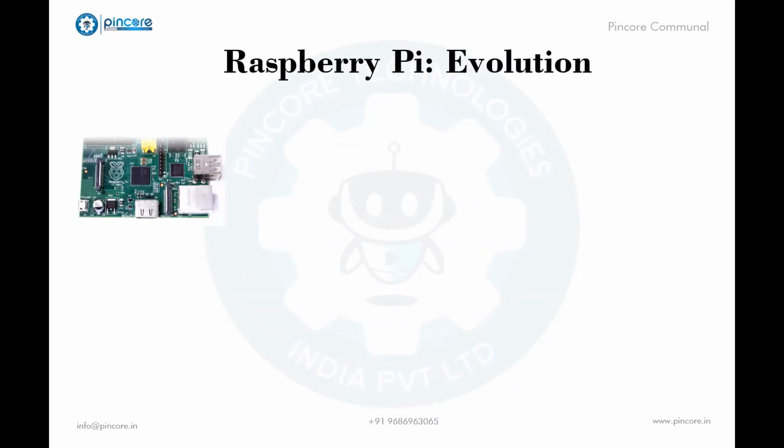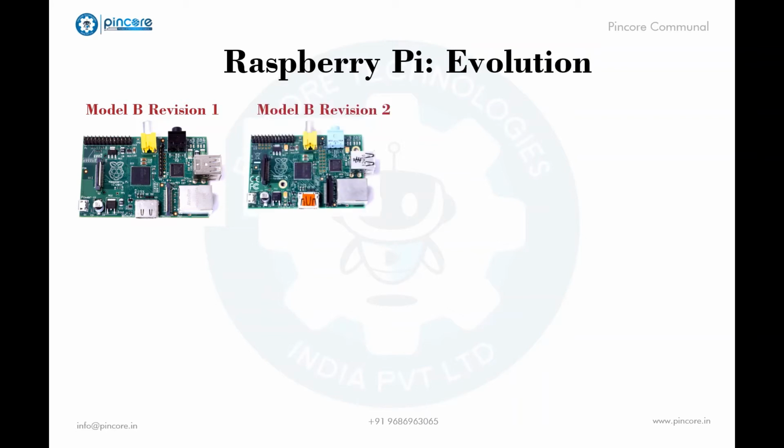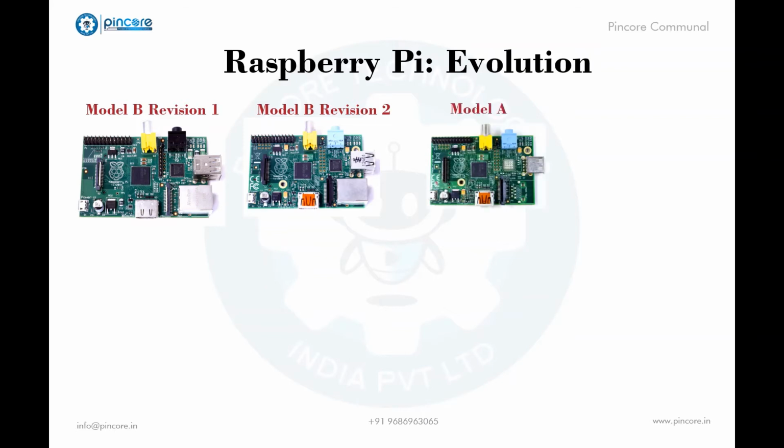First, Model B Revision 1. It is capable of handling code, LEDs, sensors and lots of other projects even today. Model B Revision 2. It just has the addition of mounting holes and it is the second revision of Model B. Model A. It was the first Model A Raspberry Pi. It came before B with fewer components and reduced hardware specifications.